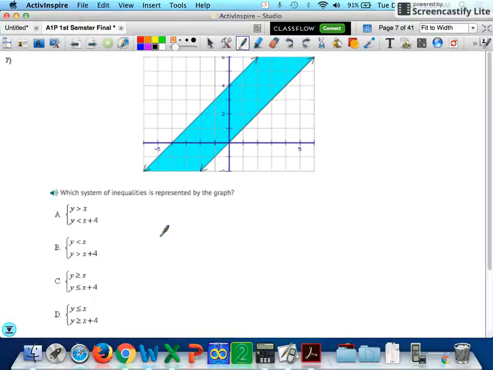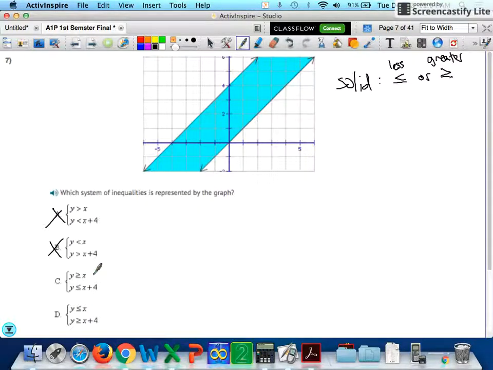So the first thing I do is look at what kind of line we have. These are all solid lines, okay? They're all solid. Well, that means they have a greater than or equal to or a less than or equal to. Sorry, I said those backwards. They would all be a less than or equal to or greater than or equal to. Well, that takes A and B and marks them out because these are just regular greater than and less than symbols. Now I look down at C and D. They have the right signs when it comes to solid lines, but they're backwards.